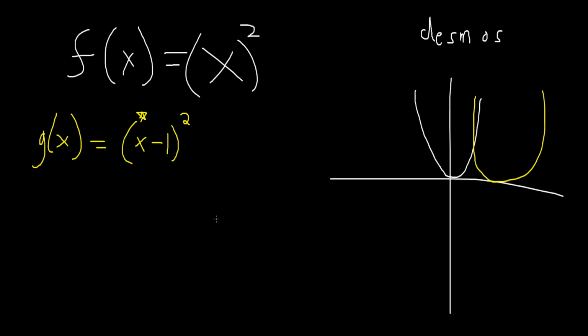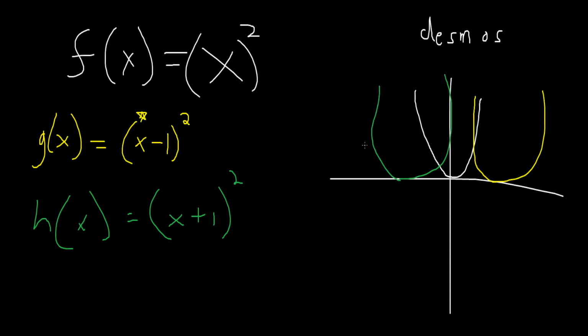So since subtracting inside the parentheses moves us to the right, as you could probably guess, adding on the inside actually moves us to the left. So if we were to do x plus 1 squared, we'd move 1 to the left, and then we'd have the same function. So whenever we are subtracting on the inside, that tells us how far to go right. And whenever we are adding inside the function, that tells us to go left.